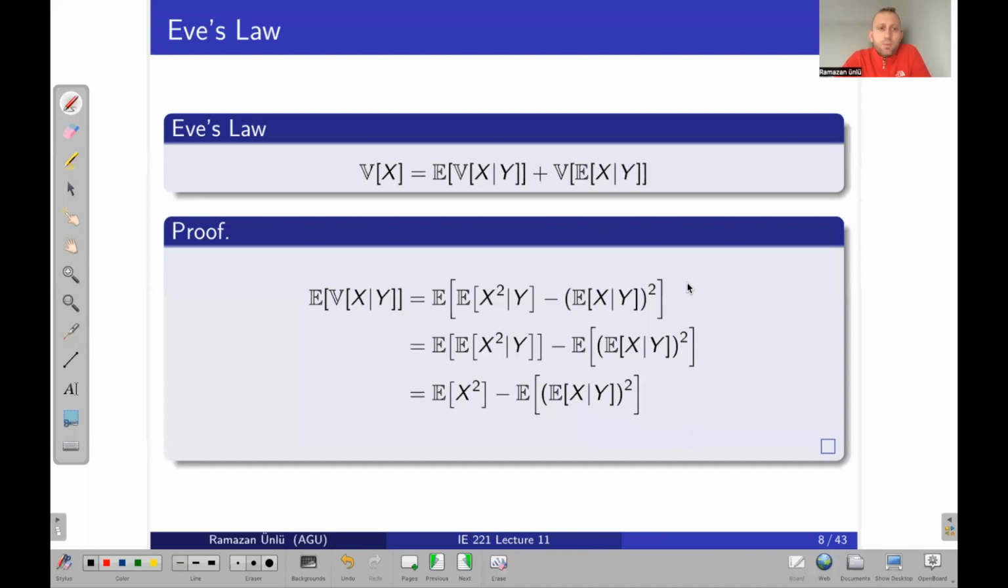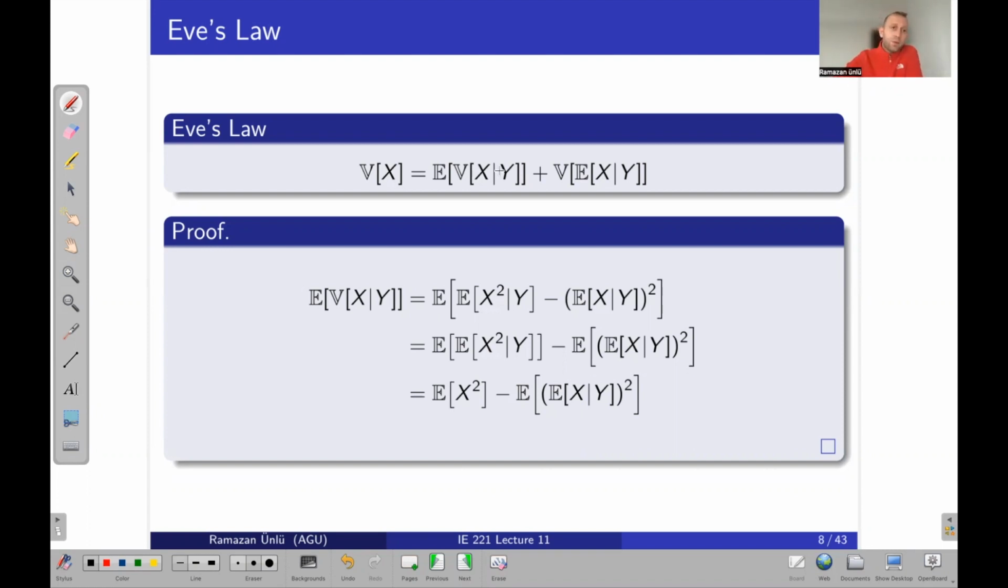Hi everyone, welcome to part 3 of lecture 11. In this lecture, we will discover Eve's law. It is similar to Adam's law, but in this part, we will discover how we can calculate the variance of X by using some conditional things, okay?